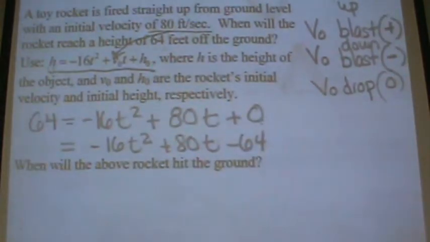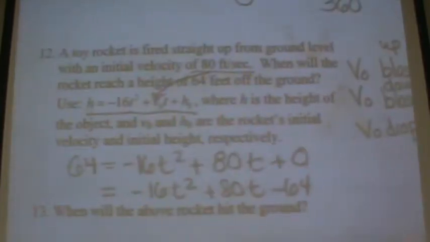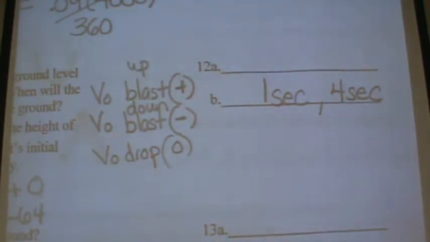Type this in your calculator, and what you're going to see is that it hits at 1 second and at 4 seconds. There's 2 answers. Now, if it said, when will the rocket first reach 64 feet off the ground, 1 second would be your answer. Now, why are there 2 answers?